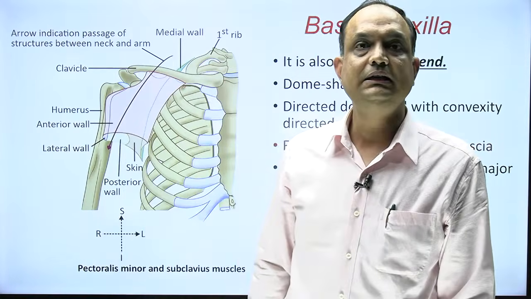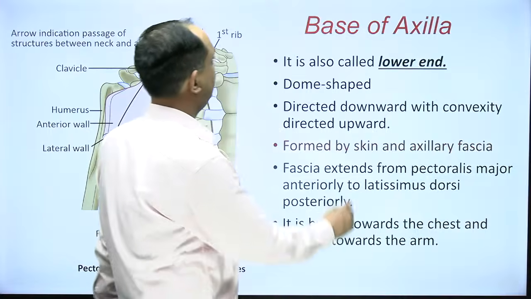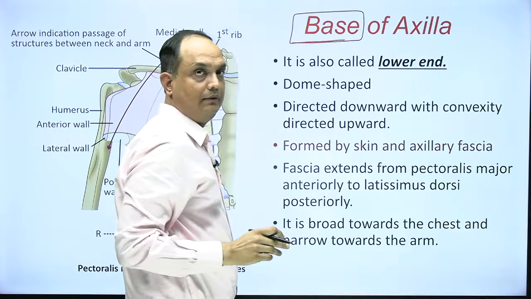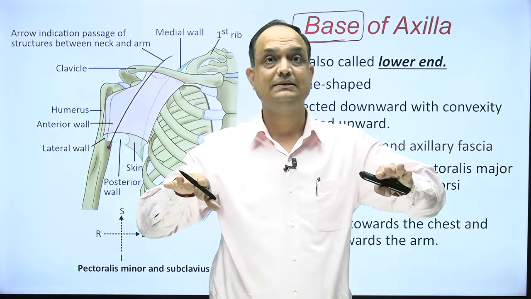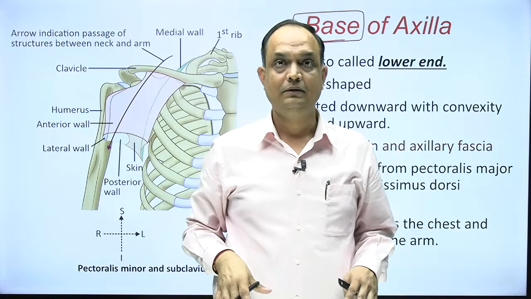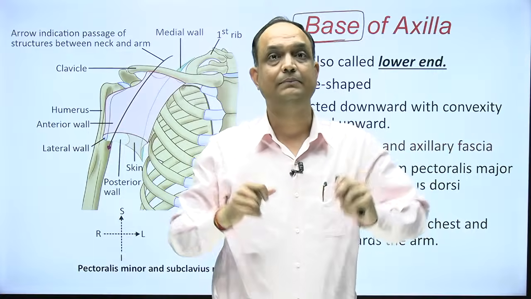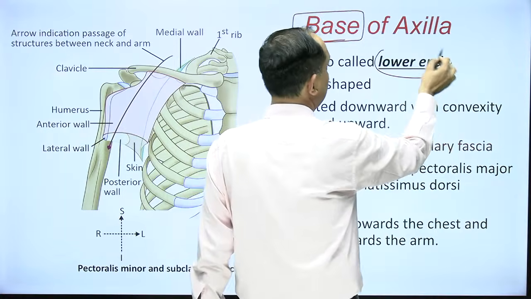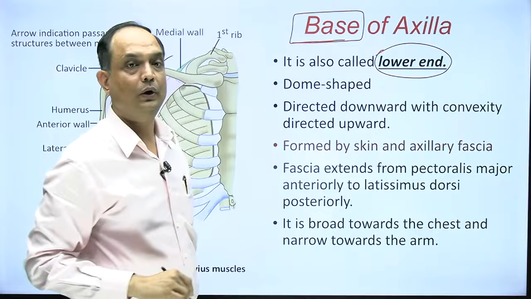Now, when we are talking about the base, the base is a broader area. Always you will have a broader base. Base is to provide stability to any pyramid. So this base is broader as compared to the apex. This broader base is always the lower part of the pyramid, so it is a lower end.